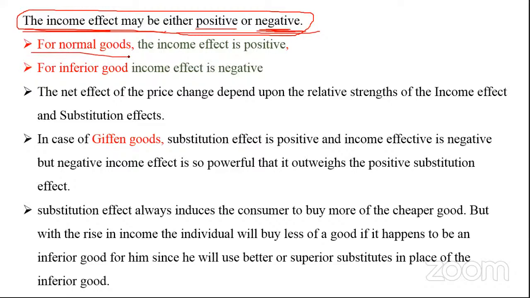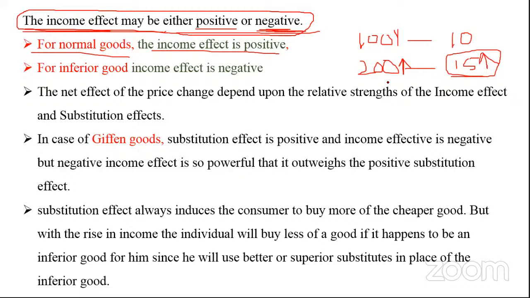For example, I am taking a normal good. The income effect is positive, meaning income increases from 100 rupees to 200 rupees. At that time we are purchasing more of the goods. When 100 rupees is there, we are purchasing 10 units of rice. When our income increases to 200 rupees, we are purchasing 15 units of rice. So as income increases, the quantity purchased of the commodity also increases. So both are in the same direction, so that is positive. For an inferior good, the income effect is negative.